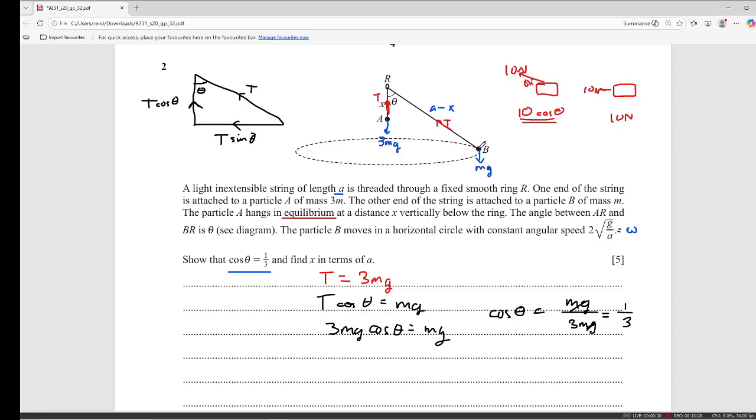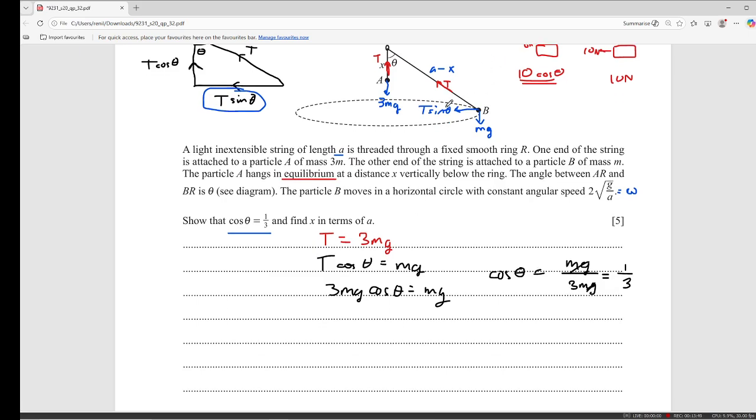So what are the forces acting on B? mg is there, and then there's a tension in the string. Now, what makes it move horizontally? What's the force that makes it move horizontally? T sine theta. The tension's horizontal component makes it move in a circle. And we also know that T sine theta is your centripetal force.